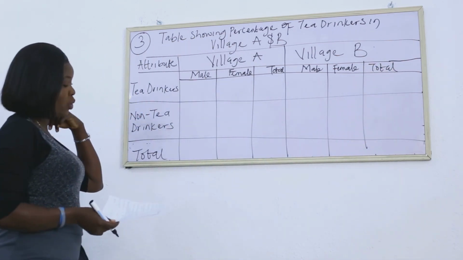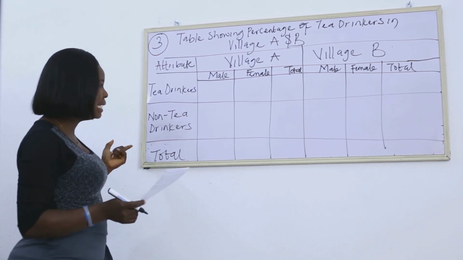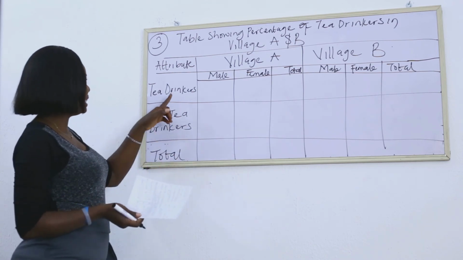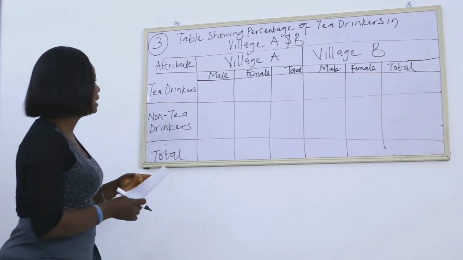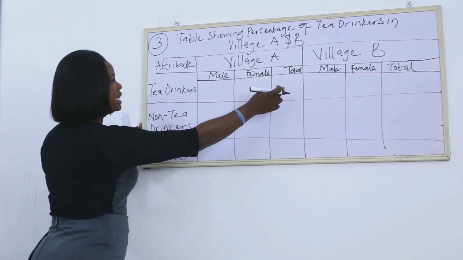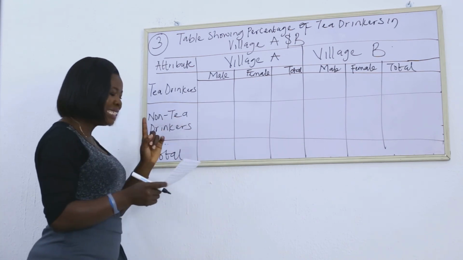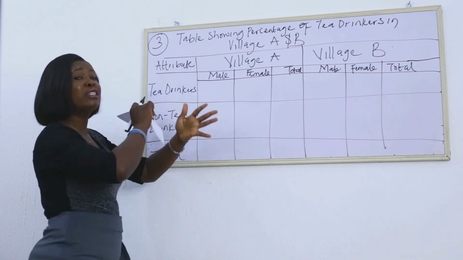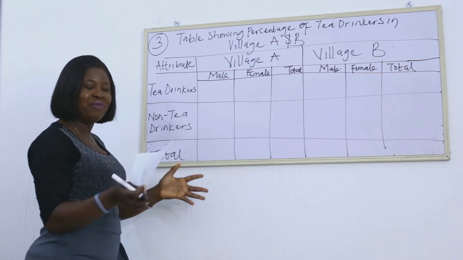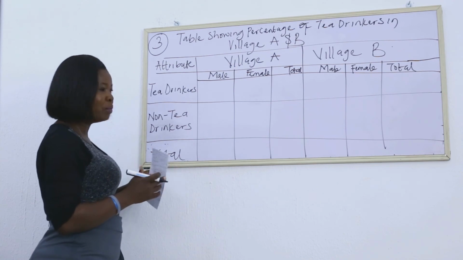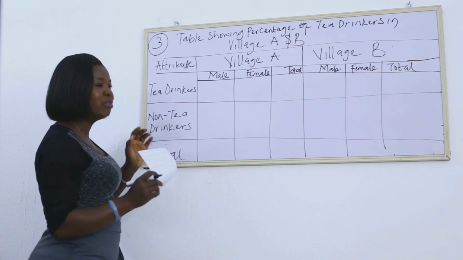Looking at the question, the first question says 70% were male. They didn't indicate if they were tea drinkers or non-tea drinkers. They just said 70%. It means that the total number of people that were male in that village was 70%, but they have not differentiated if they were tea drinkers or non-tea drinkers.